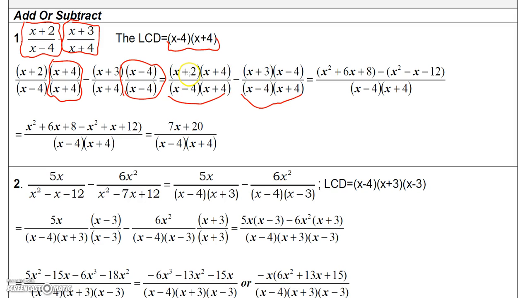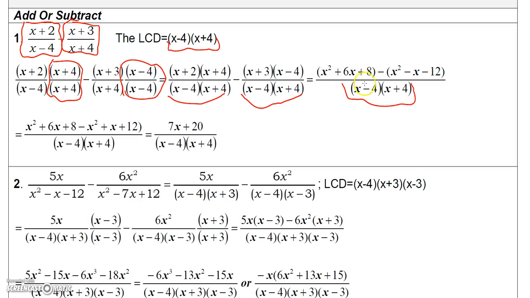So now if you FOIL this, you're going to get x squared plus 4x plus 2x, which is going to be 6x, and then 2 times 4 is 8. So you're going to have x squared plus 6x plus 8. And then if you multiply x plus 3 times x minus 4, you're going to get x squared minus 4x plus 3x, so you're going to have x squared minus x, and then 3 times minus 4 is minus 12. Now, notice I'm just going to carry the denominator with me everywhere I go.